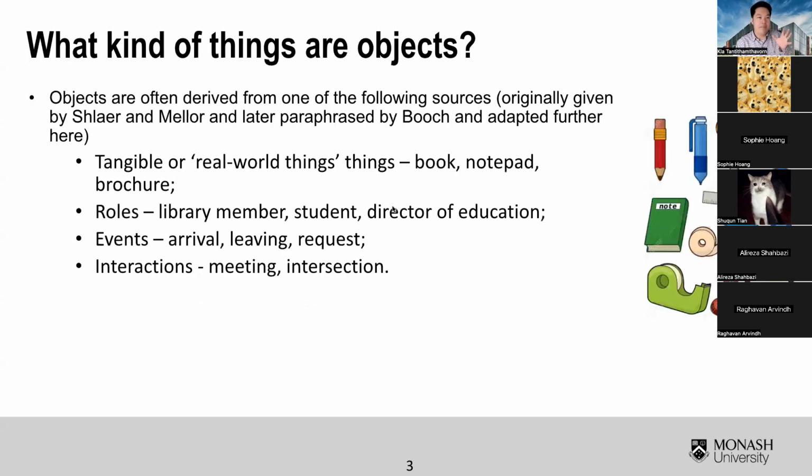What kind of things are objects? Objects are nouns, of course, not verbs. Objects often derive from one of the following sources, originally given by Grady Booch and adapted further here. Something that is tangible in the real world, for example a book, notepad, or brochure. What are the roles? Library member, student, director of education. What are the events? What are the interactions? These are something that is tangible.